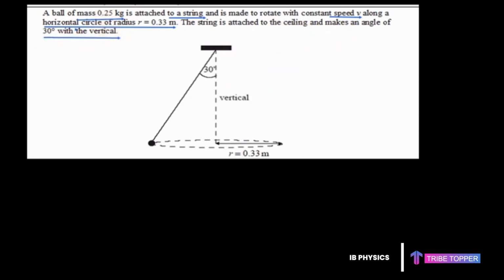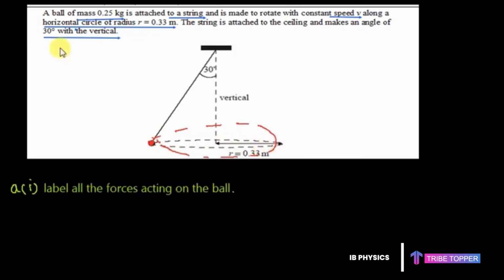So we are given a situation where we have a ball attached through a string, and this string has been stretched at an angle of 30 degrees with the vertical, and when it is stretched and released it starts rotating horizontally like this. It just starts rotating in a horizontal circle of radius 0.33 meters. So the first part of the question, A1, says label all the forces acting on the ball.